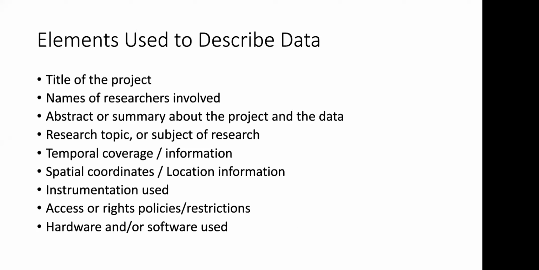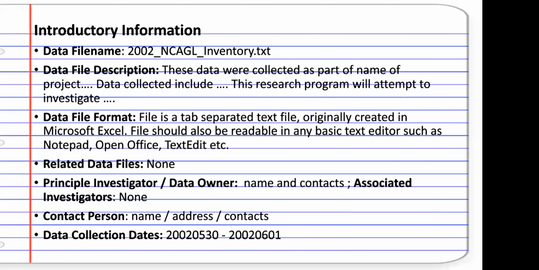So the next two slides will show you an abbreviated example of a README data documentation file. This is not an XML. In this case, you see it's got the data file name and it's using a year underscore and an acronym for the project and what the file is. It's an inventory and it's in TXT file type.